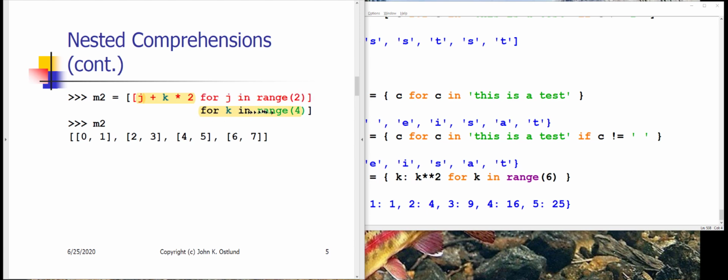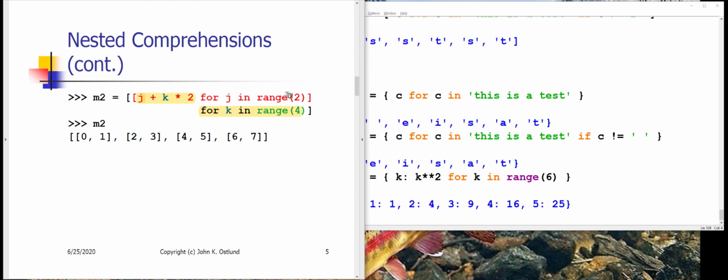So initially, k is going to be 0, and with k set to 0, for j in the range from 0 up to but not including 2, that is, j is going to be either 0 or 1, what we're going to compute for this inner list here is 0 plus 0 times 2, so that's going to be a 0. And then j is going to have a value of 1, while k still has a value of 0. So we've got 1 plus 0 times 2. Multiplication has higher precedence, so that's a 1.